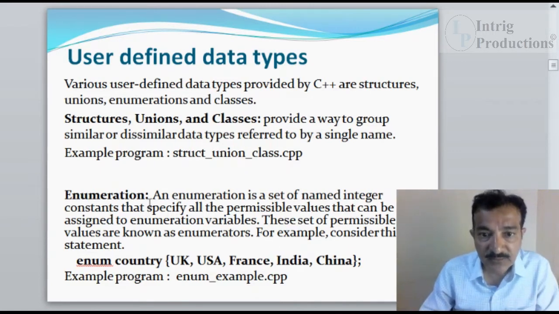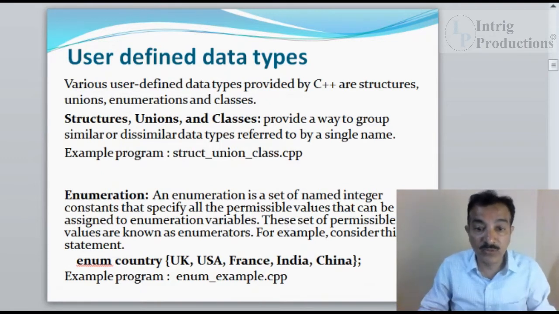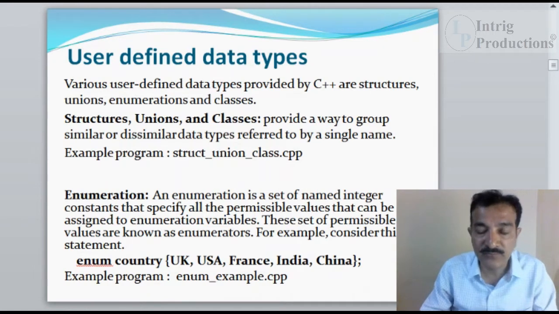Next is the enumeration data type. An enumeration data type is a set of named integer constants that specify all the permissible values that can be assigned to an enumeration variable. This set of permissible values are known as enumerators. For example, consider the statement enum country. The country variable can have UK, USA, France, India and China. It has all these, so only these you want to enumerate. Then you can use an enumeration data type. I'll show you with an example so you will understand in greater detail.